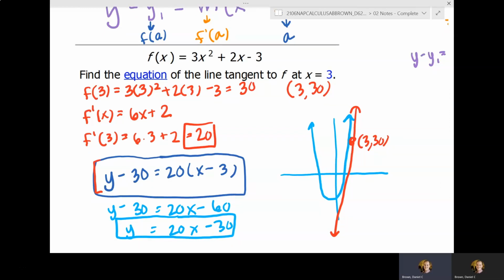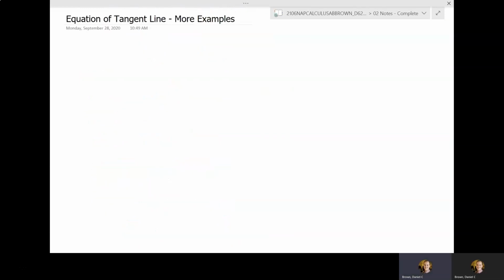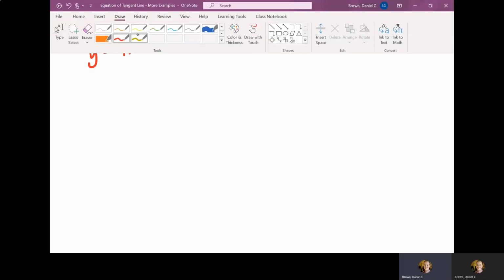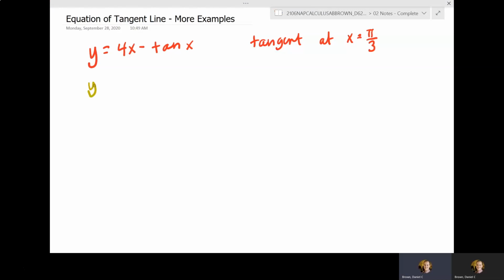To give you another example of the tangent line, let's do one that has trig in it. So if I want to find the tangent line, let's say y is equal to 4x minus the tangent of x, and I want to find the tangent line at x is equal to pi over 3. So again, if I want to find the tangent line, I need two things. I need a point and a slope. We use the original equation to find the y coordinate of that point.